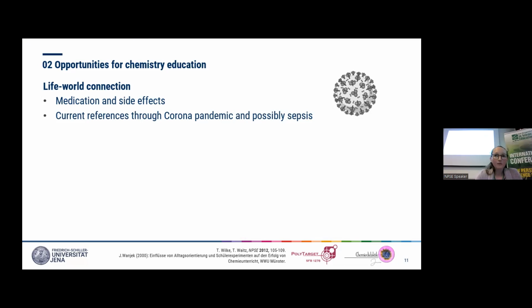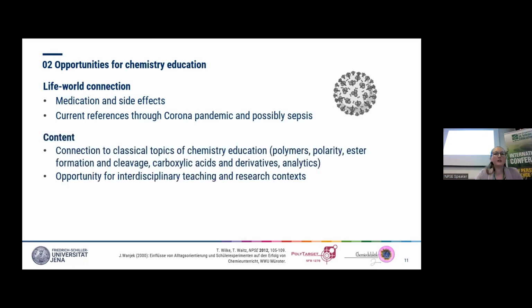With corona, it is also not the virus itself that causes the problem, it's more the immune reaction. And so we have nearly the same starting point as in sepsis, even though the central topic of PolyTarget is not corona, it's sepsis. In terms of content, there are different connections to classical topics of chemistry education, for example, polymers, polarity, ester formation, ester cleavage, and so on.